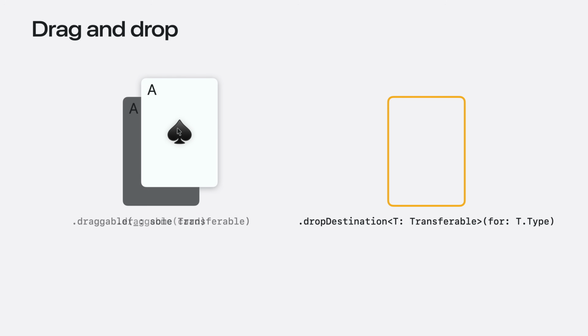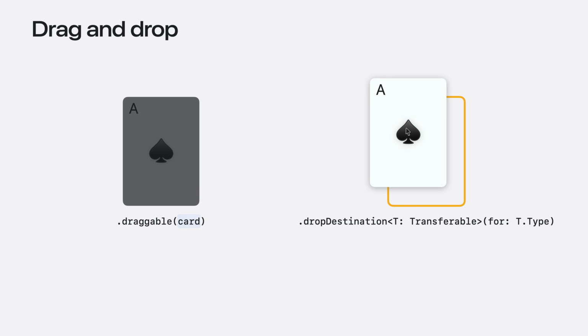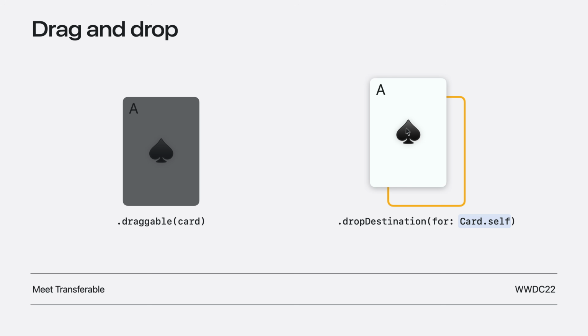For example, I can conform my card type to Transferable, and then pass an instance of it to the draggable modifier. The drop destination modifier allows your app and views to accept all kinds of content. You decide what data your view can handle by specifying a transferable type to accept. If I want my view to accept card instances, for example, I can provide the card type to the drop destination modifier. For more information about how to make your content transferable, I'd recommend watching the video Meet Transferable from WWDC 2022.